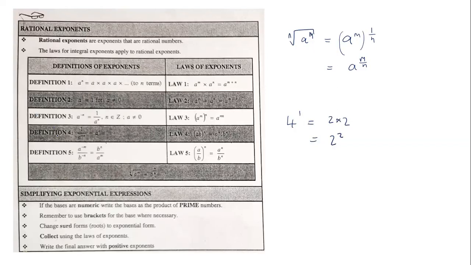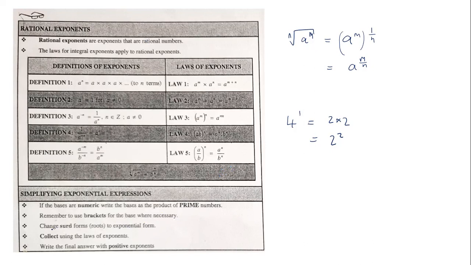So now golden tip number 2 says to us, remember to use brackets for the base where necessary. That's very important. Remember to use brackets for the base where necessary. You will see through the entire problem solving. What do we mean when we say this?